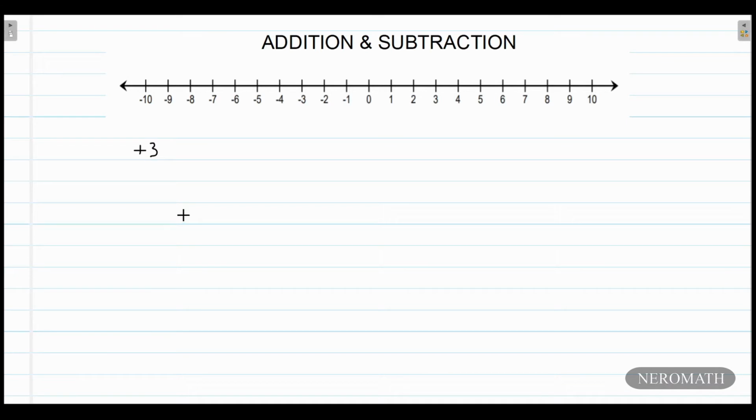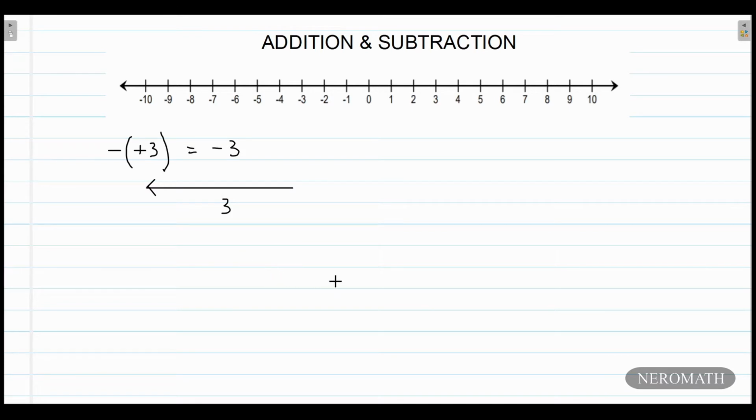So let's look at positive 3. Positive 3 will be 3 units going to the right. Now if I put a bracket around that and place a negative sign in front of it, what I'm actually saying is that we are going to change the direction from going to the right to going to the left. And what we're going to end up with is negative 3.